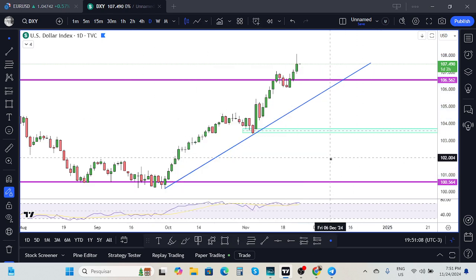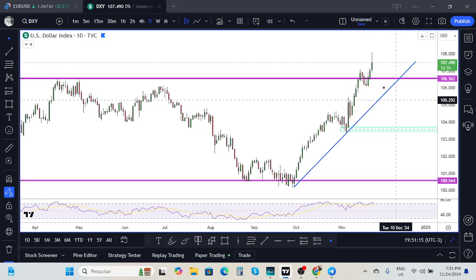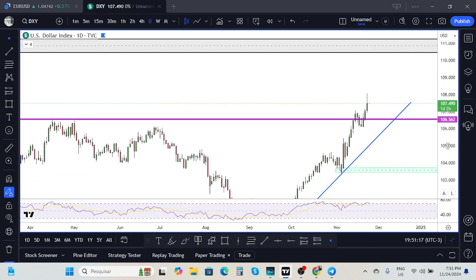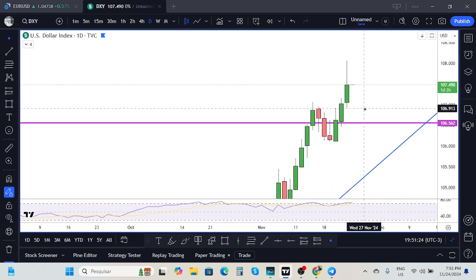So you want to take advantage of it. All right, so we have higher highs, higher lows, and a higher high right now. I can see the market coming down towards somewhere here. It is probably going to retest back to this level before it goes up.